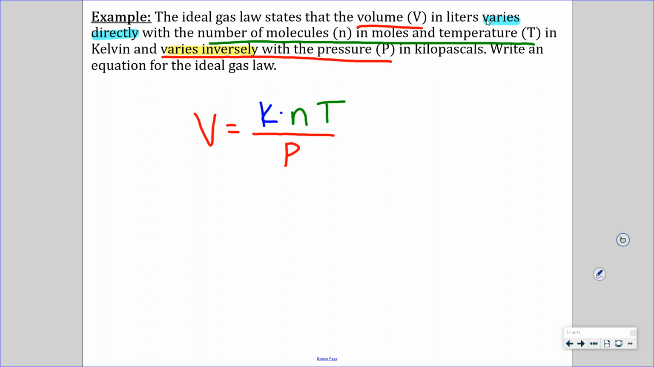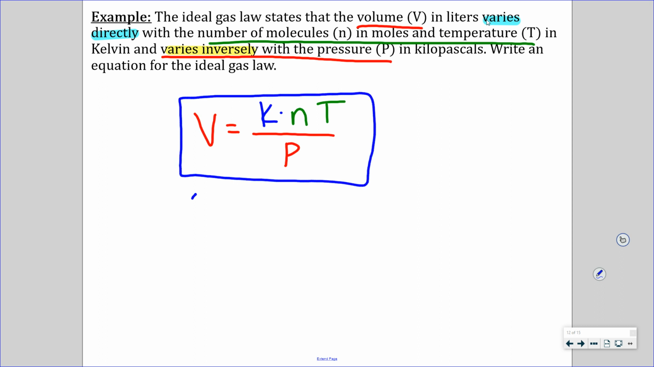So it says write an equation. Because there is no numbers given to us here, because it's our generic model, that's all they want. We are not able to find a specific model unless we know the constant off the top of our head, or we're given numbers and data to solve for K. All right, let's try one more like that.